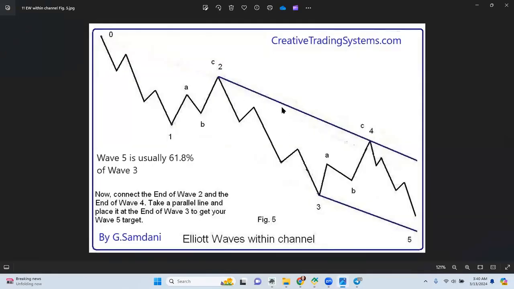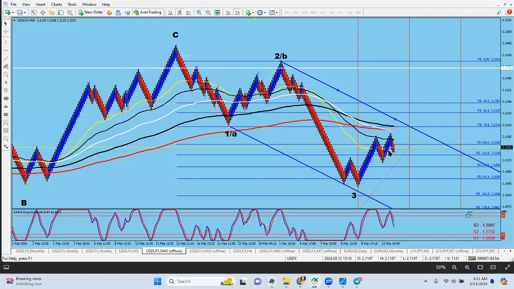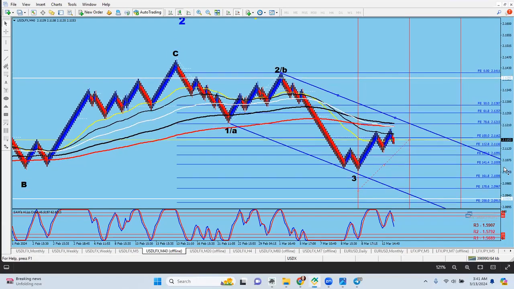Right? Then we're going to use the end of wave 2 and the end of wave 4, connect that with the TL, take the parallel TL from there, and then place it on the end of wave 3 to find the probable target of wave 5, right? So like I said, it goes there and then it stops. Usually why it stops before that, let me show it to you, it's going to drop here, right?